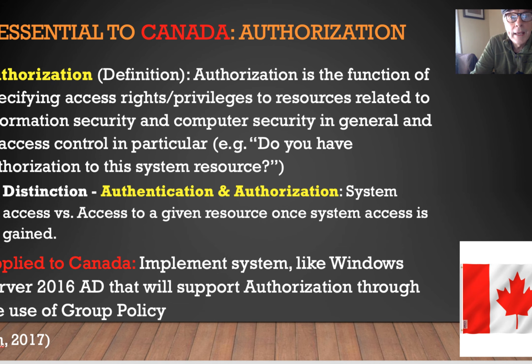Generally, authentication is allowing someone into the system, and authorization is allowing that person, once they're past the authentication area, access to different data resources. So as it's applied to Canada, again, a system like Windows Server 2016, we'd use Active Directory to support authorization through the use of group policy and group policy objects.